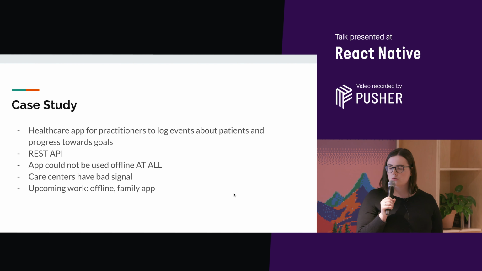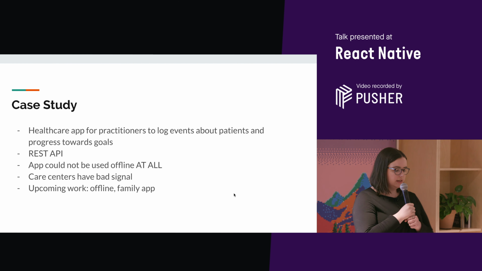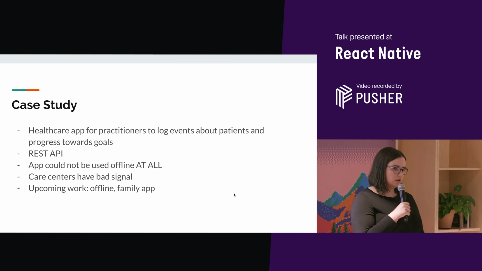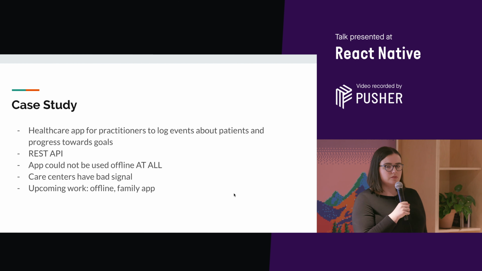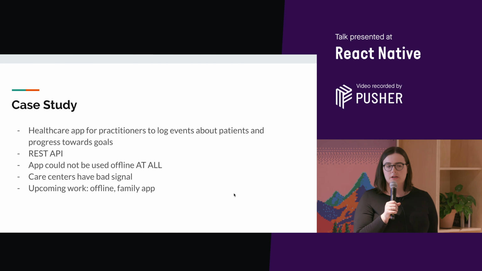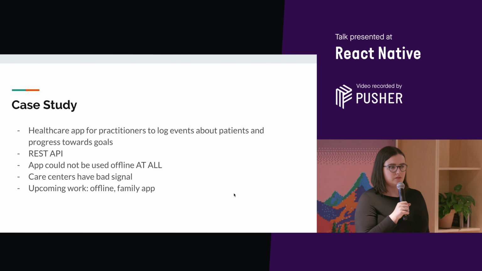So I'm going to talk about an app that I've worked on. It was a healthcare app for practitioners to log events about things that their patients have done and to log the progress towards their goals. And it had a REST API. The app could not be used offline at all, which was a big problem because all of the care centres had terrible Wi-Fi and terrible signal.